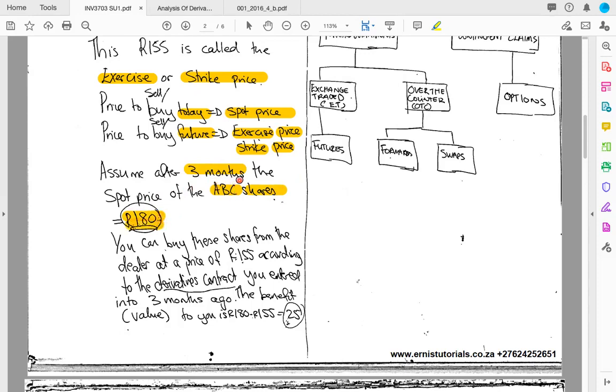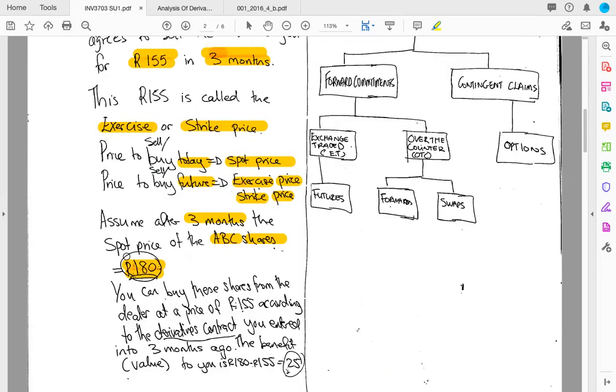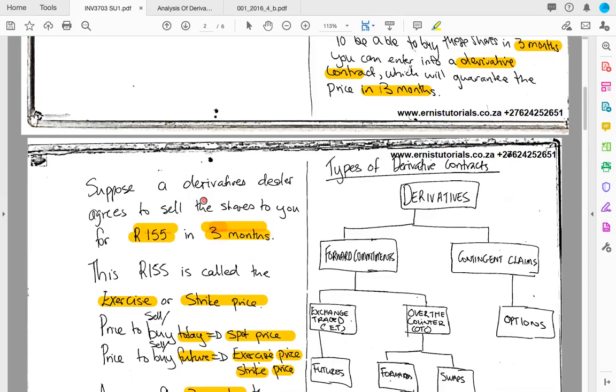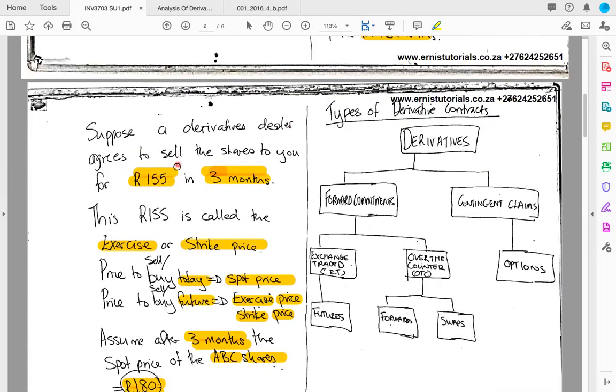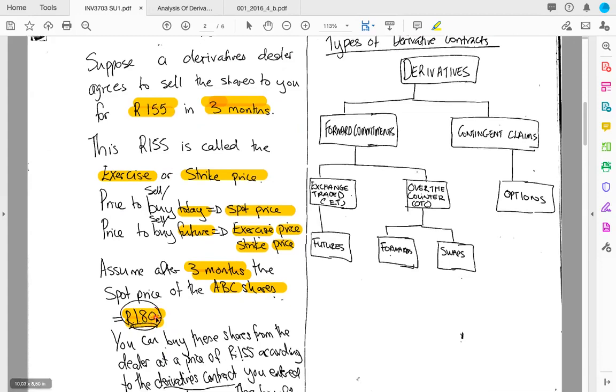Suppose that after 3 months, the actual price, the spot price, meaning the price that people are buying and selling at after 3 months, let's say time has gone by and we are now 3 months into the future. Let's say the price in the market to buy or sell the share at immediately is 180 Rand, right? You can buy these shares, and let's assume you had entered into this derivatives contract to agree to buy at 155 Rand, and then 3 months later, everyone else is buying at 180 Rand.